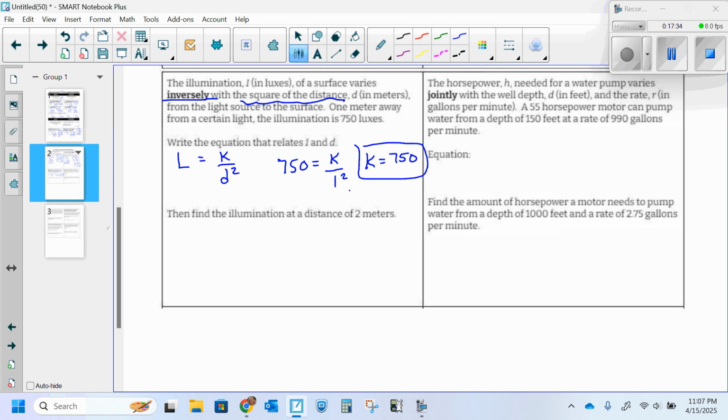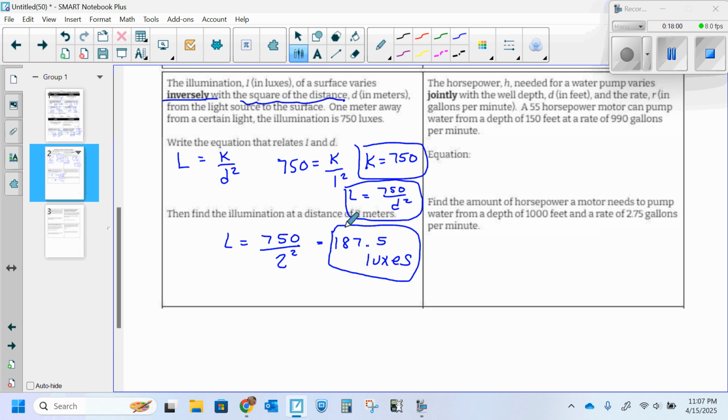Now let's write the equation. L equals 750 over D squared. And then it says find the illumination if the distance is 2. Don't forget to square it. I used my calculator and I got 187.5 luxes. That's the unit of measurement of the brightness.